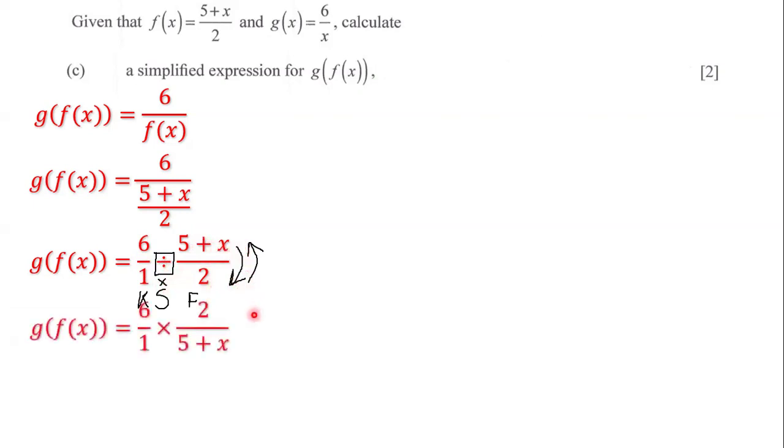And so let's do that. We keep the 6 over 1. We switch the division sign into a multiplication sign, and we flip. So we take 5 plus x, we put that at the bottom, we put the 2 at the top. Now let's simplify. What we have here is 6 times 2, and 6 times 2 is 12, and 1 times 5 plus x is simply 5 plus x. And so we have 12 over 5 plus x. And that is a simplified expression for g of f of x.